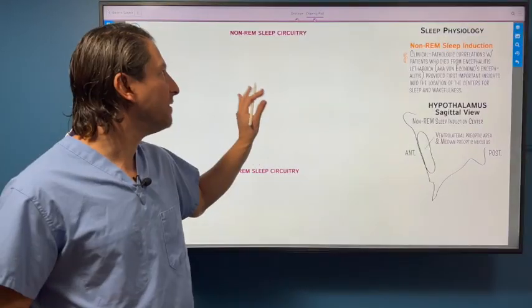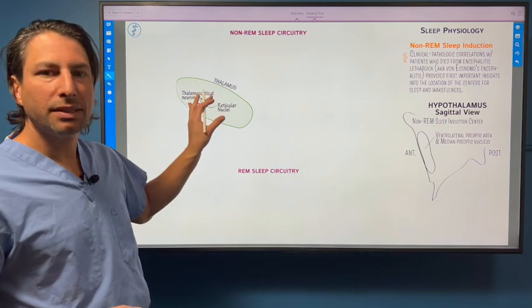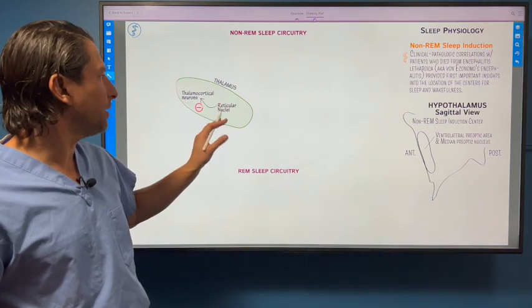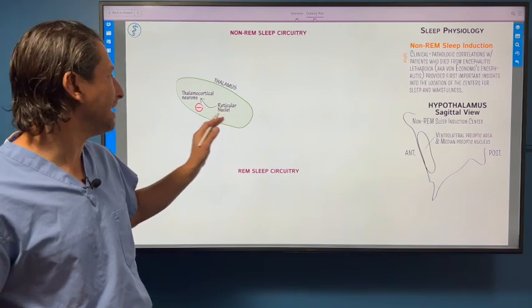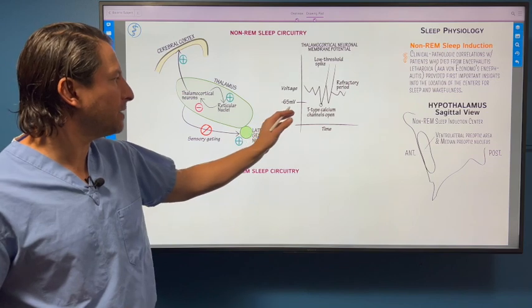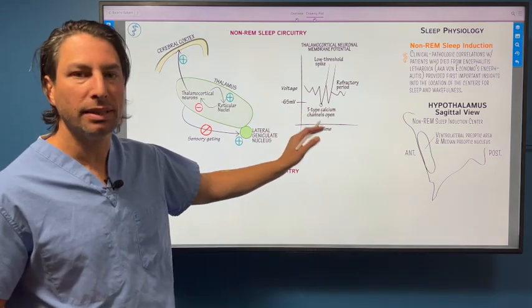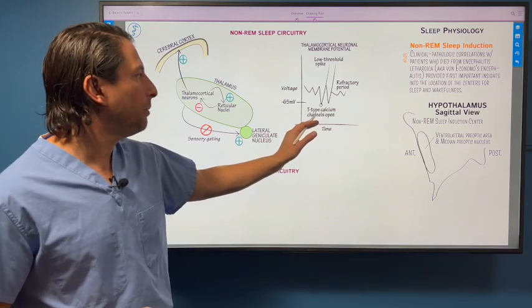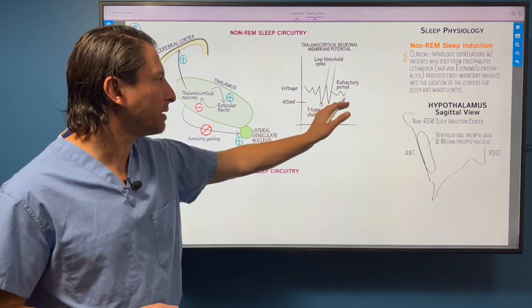So now let's look at the physiology of non-REM sleep circuitry. So the thalamus is the core generator we're going to focus on. The reticular nucleus via GABAergic neurons inhibits these thalamocortical neurons. When they reach negative 65 millivolts, T-type calcium channels open. This is a high-yield board topic, producing this low threshold spike, and then there's refraction.